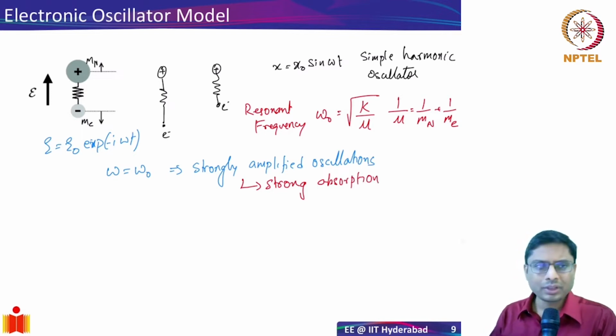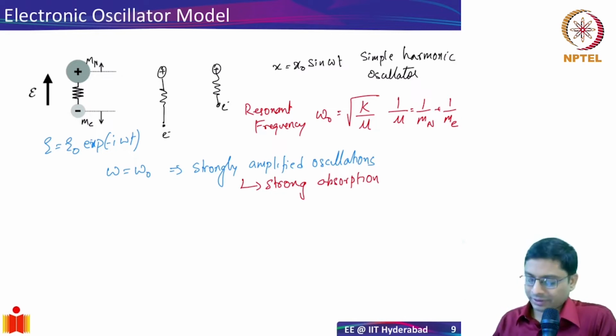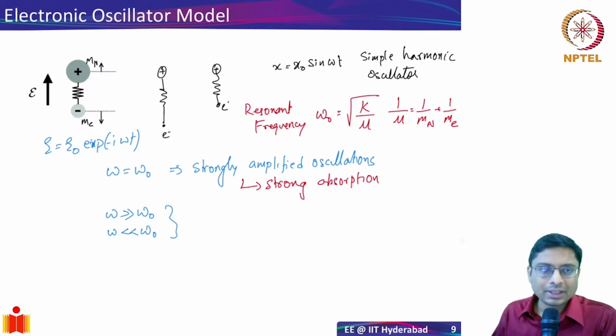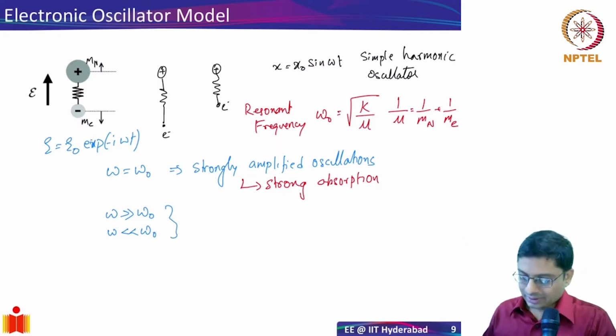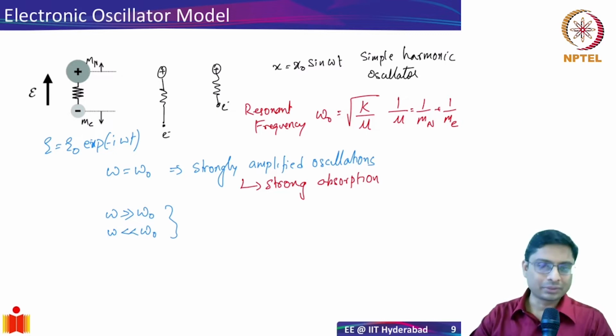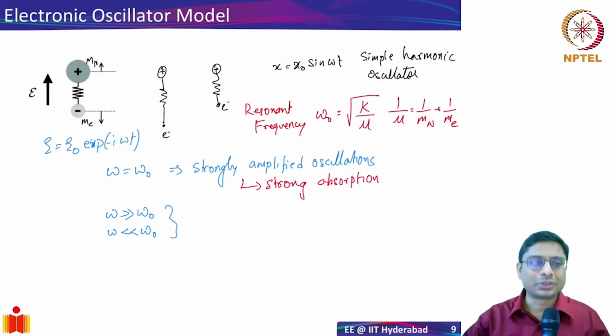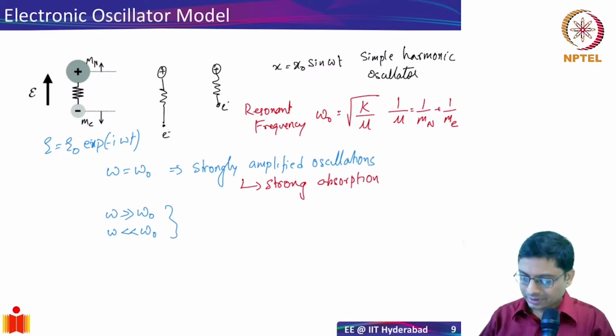Now, what happens if my frequency is lower than the resonant frequency, or it could even be higher than the resonant frequency? So what if omega is greater than omega naught, in this case, far away, and omega is less than omega naught? What happens? In both these cases, the incoming source, the light, does not interact strongly with the medium. So what is a medium after all? It's just this collection of these oscillators, right? So it does not interact.